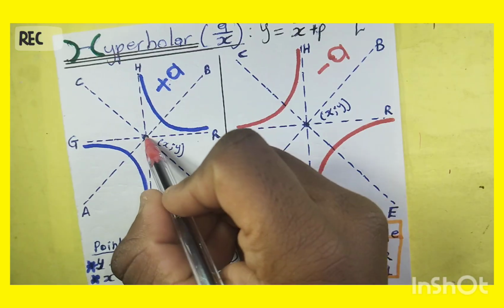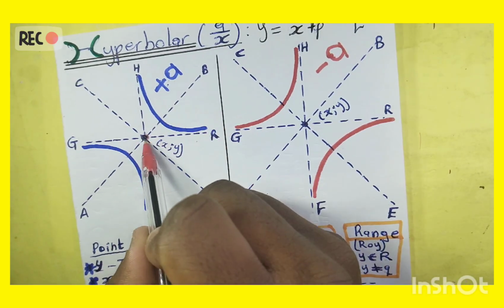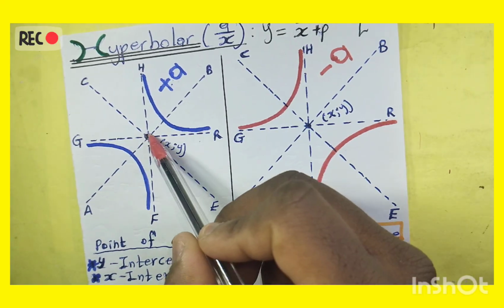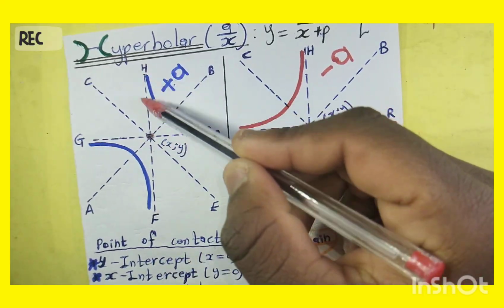And those lines, guys, will all intersect together. That point is what you call the point of contact. A point of contact, guys, is the point where the asymptotes, these are the asymptotes, this one.